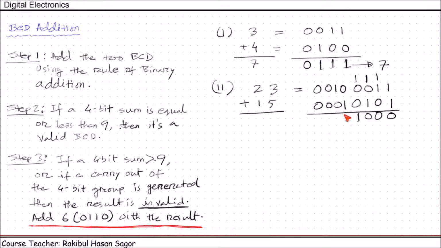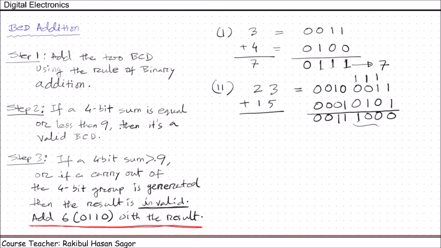Again, 1 plus 0, 1, 1 plus 0, 1, 0 plus 0, 0 plus 0. Is this a valid BCD? This is also a valid BCD. So both the numbers individually are less than 9. So if a 4-bit sum, this is one 4-bit sum, this is another 4-bit sum, is equal or less than 9, then it's a valid BCD. So these are valid BCD.